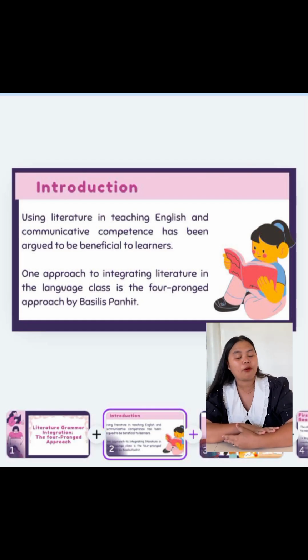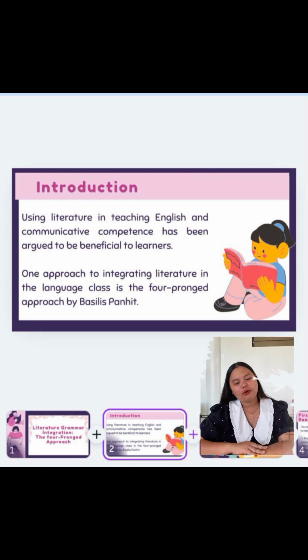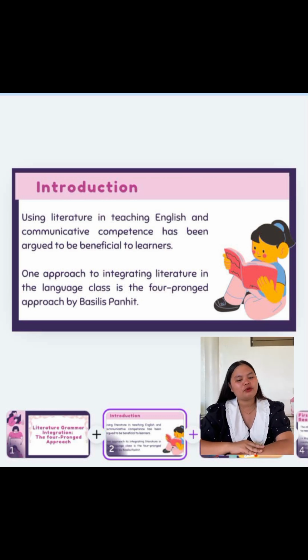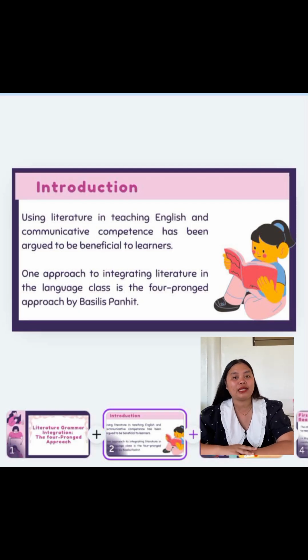They are also exposed to meaningful expressions and different ways of communication. Through literature, students can understand how English is used in real life context. One approach to integrating literature in the language class is the four-pronged approach. Because of this, the four-pronged approach by Basilia Manhit was introduced.